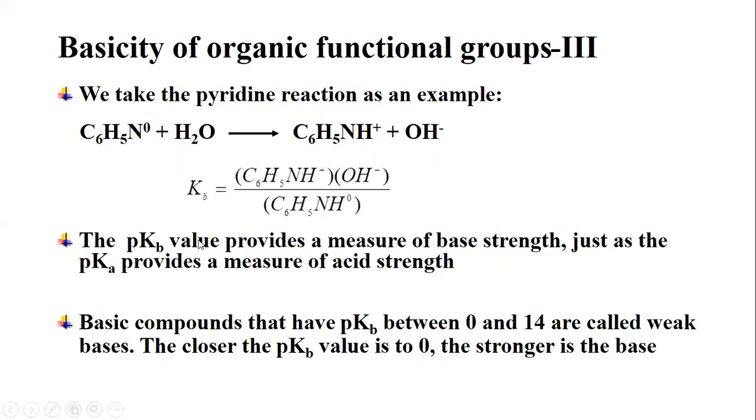The pKb value provides a measure of base strength, just as the pKa provides a measure of acid strength. Remember, these organic bases and acids are not strong acids and bases, so they dissociate to some degree depending on their pKb or pKa. Basic compounds that have pKb, remember B, not the A, between 0 and 14 are called weak bases. The closer the pKb value is to 0, the stronger is the base. So the smaller the value between 0 and 14, the stronger the base will be. Remember, these are all weak acids and bases, but we compare them to each other, some of them stronger than others. How can we compare them based on their pKb?